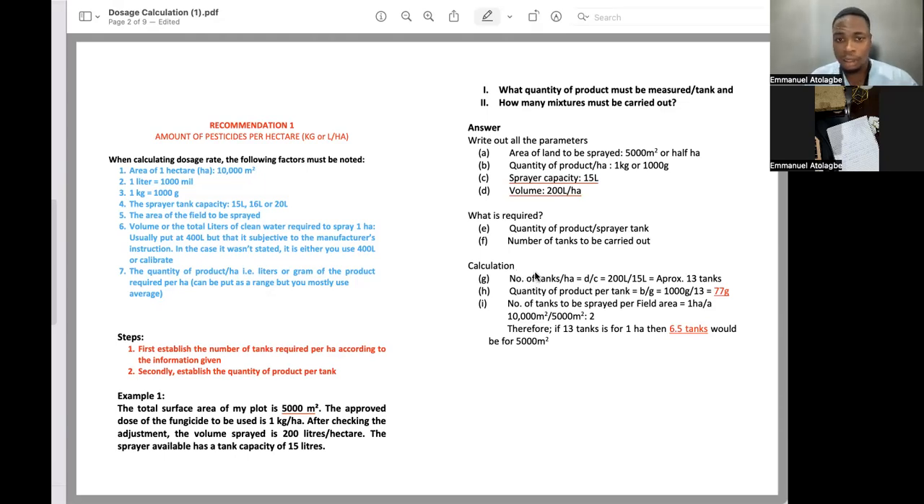The number of tanks needed for a hectare should be noted. So how many knapsacks would you carry on this hectare? Since 200 liters is needed for that hectare, and you have 15 liters, 200 liters divided by 15 will give you the number of times you will go. That is the number of knapsacks you will carry, which is 13 knapsacks or 13 tanks.